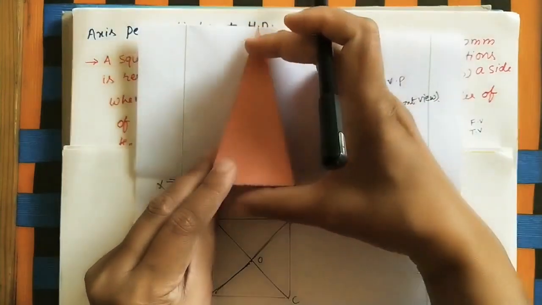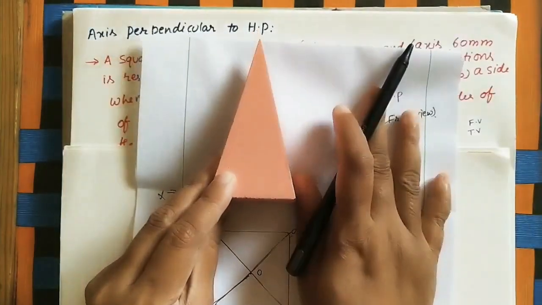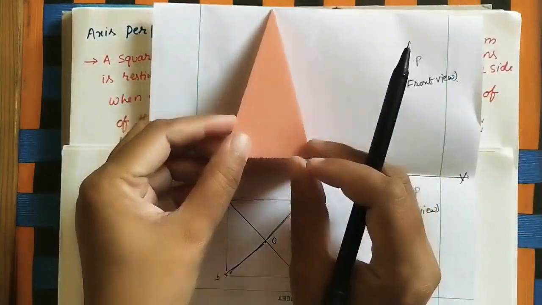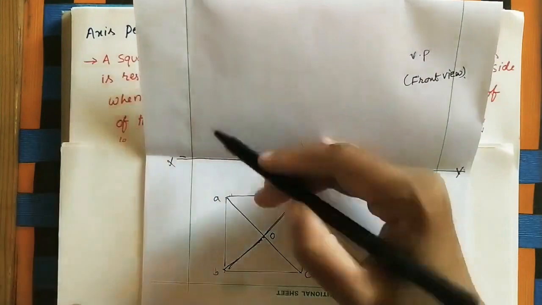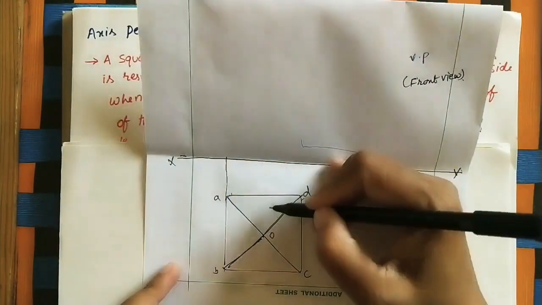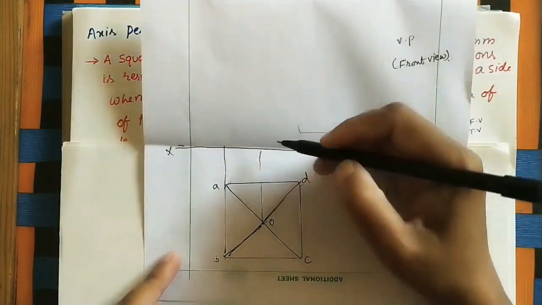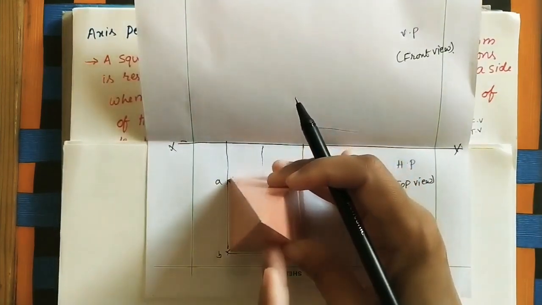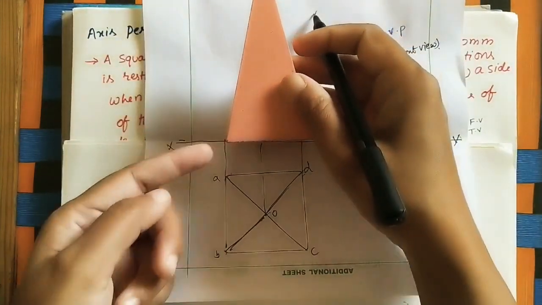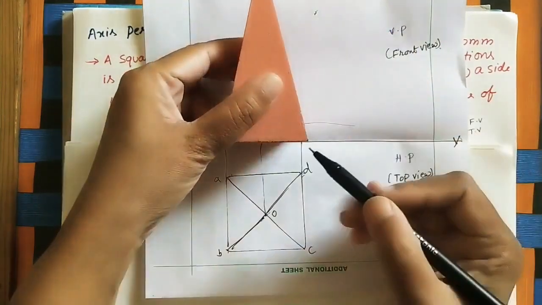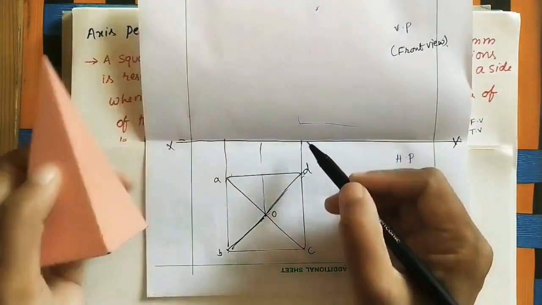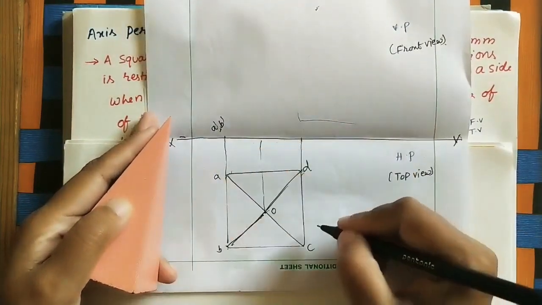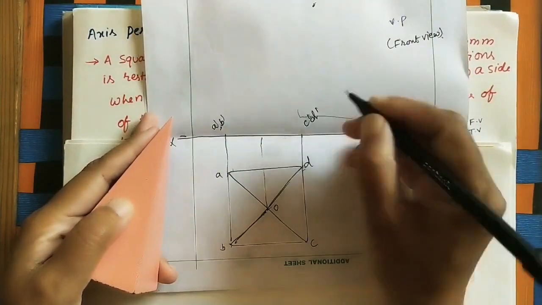Okay, how much height is it? It is 6 centimeters because the axis height has been given as 6 centimeters. Okay, now for getting this triangle, we just do the projections here. Okay, from all the corners. So this is A, this is B. In the front view, both A and B are coming at the same point, and C and D are coming at the same point. Here mark the front views A dash, B dash, here C dash, D dash.